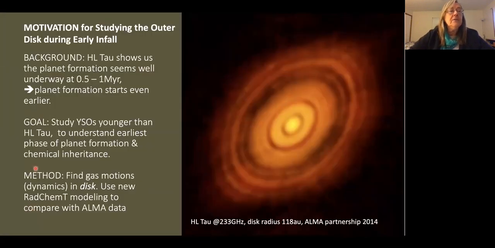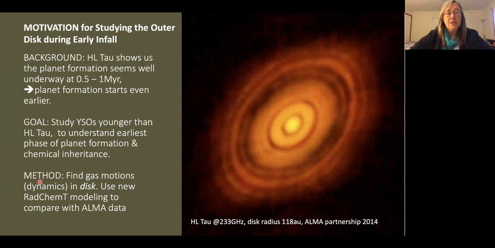Our motivation for studying the outer disk during the early infall phase is ALMA observations of protoplanetary disks. Substructure in disks such as HL Tau suggests that planet formation is well underway at 1 million years, implying that planet formation starts even earlier during the protostar phase. At 10⁵ years, gas accretes from the envelope onto the disk and through the disk to the rapidly growing star.